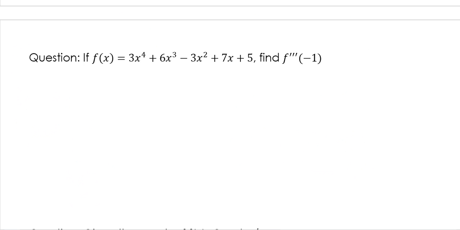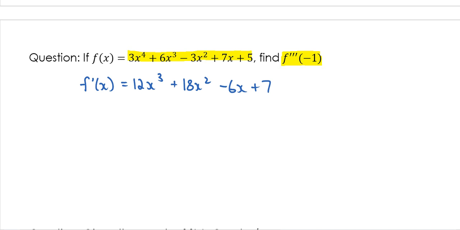The next question. If f of x equals this big polynomial, find the third derivative when x equals -1. Alright, so this is a higher order derivative question. So you want to find the first derivative, then the second derivative, and then the third derivative, and then you want to evaluate that at x equals -1. Alright, so what's f prime of x? This is going to be 12x cubed plus 18x squared minus 6x plus 7. That's the first derivative.